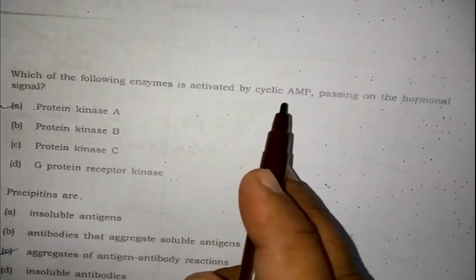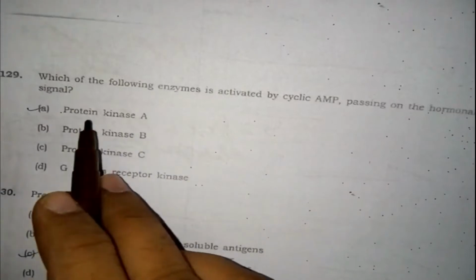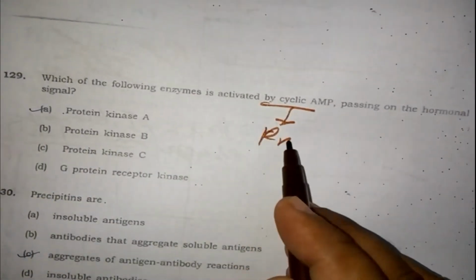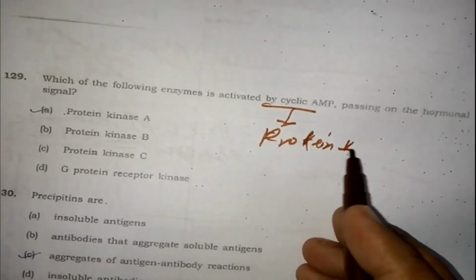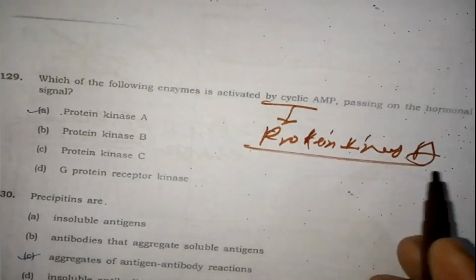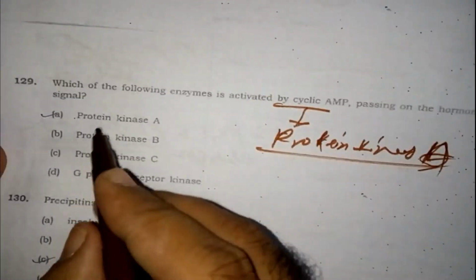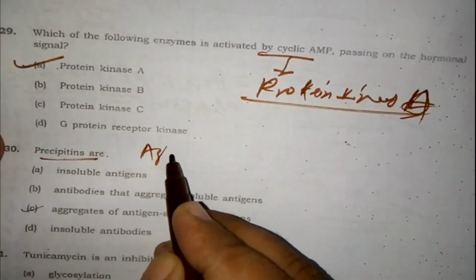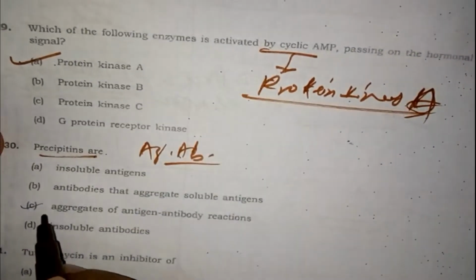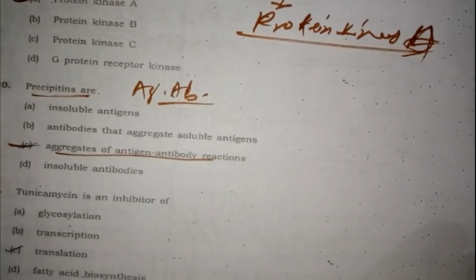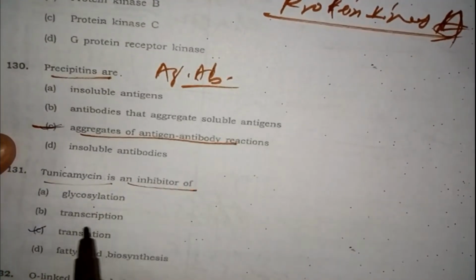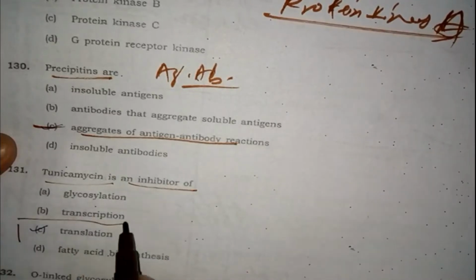Moving to the next question. Which of the following enzymes is activated by cyclic AMP passing through the hormonal signal? Cyclic AMP always activates protein kinase A type. So the answer will be A. Precipitin is formed by antigen-antibody interaction, aggregation of the antigen-antibody reaction. Tunicamycin is an inhibitor of peptidyl transferase, so it will be involved in translation.